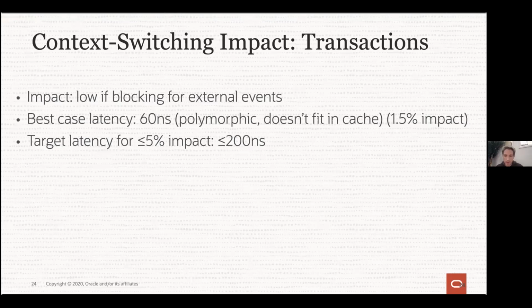If it's generators, then it could be big. But if you mostly care about transaction processing, which normally involves I/O somewhere in the process, then the impact is going to be very low. Going from an implementation that gives you a context switch in 200 nanoseconds to a perfect one that can give you a context switch in 60 nanoseconds will only improve your performance by 3.5%.